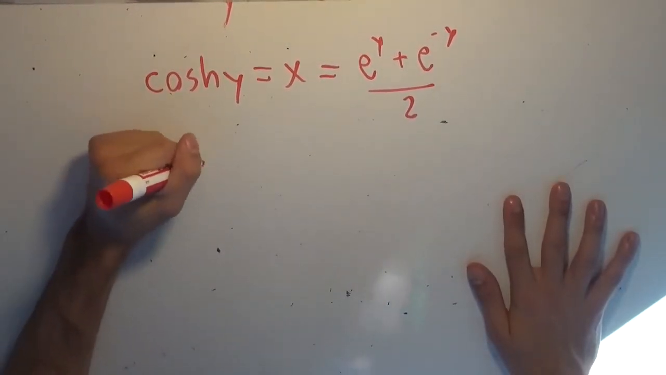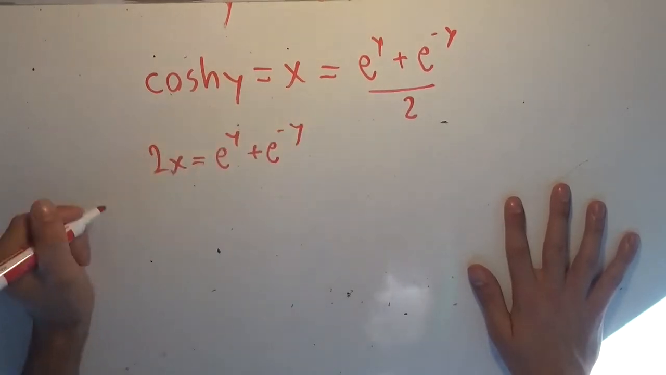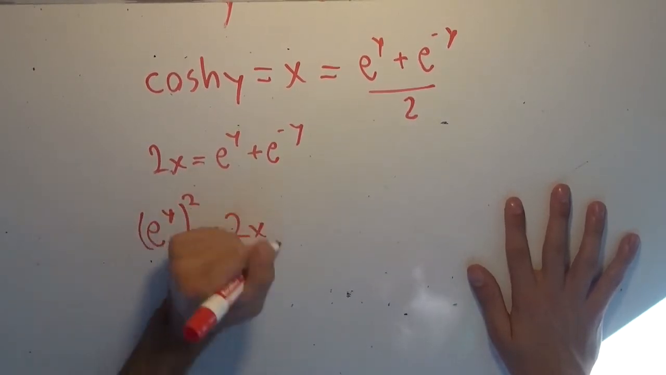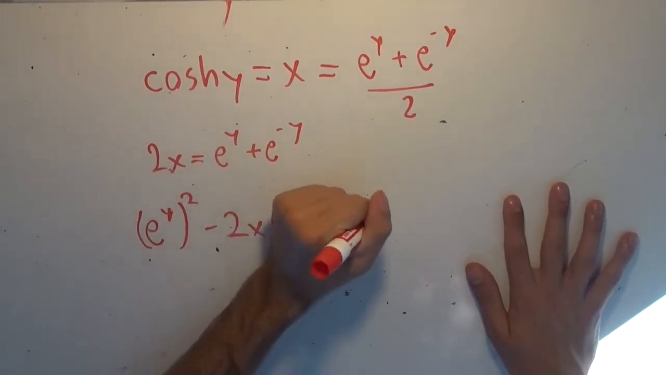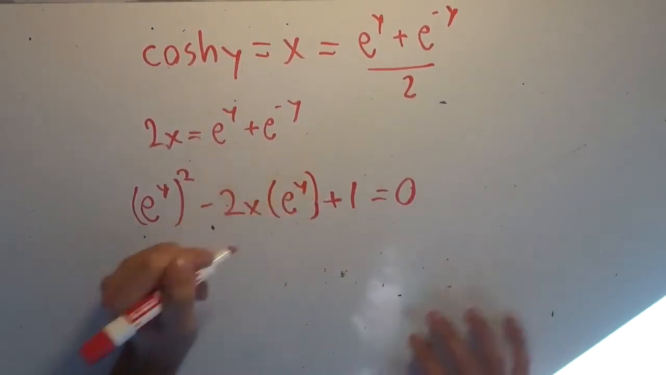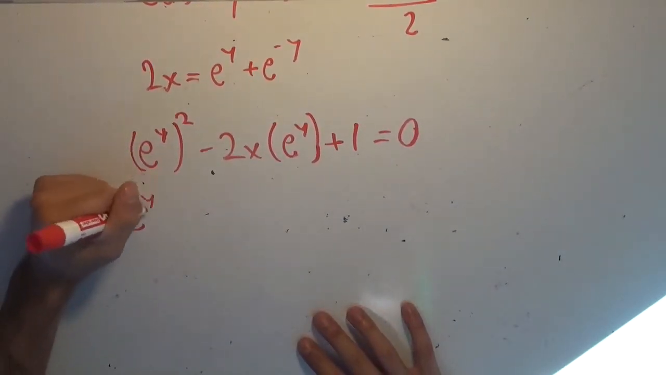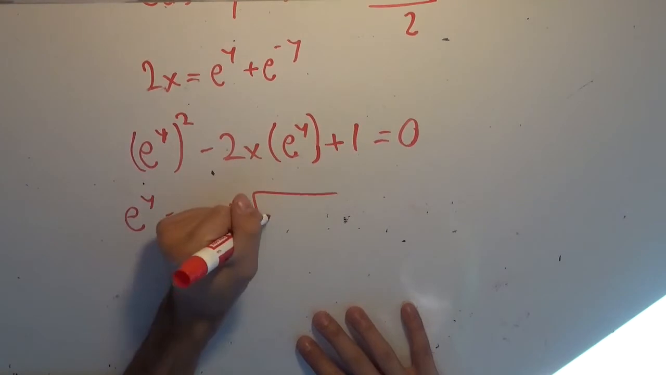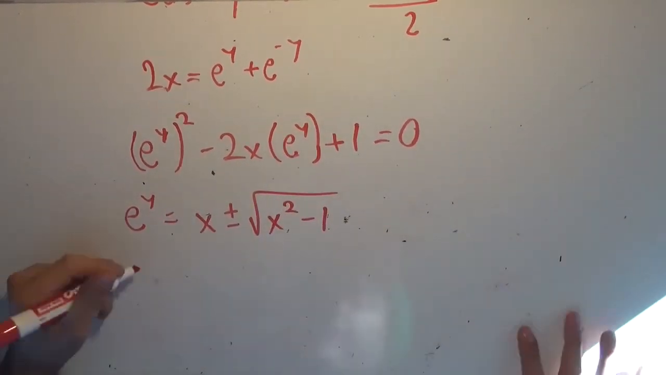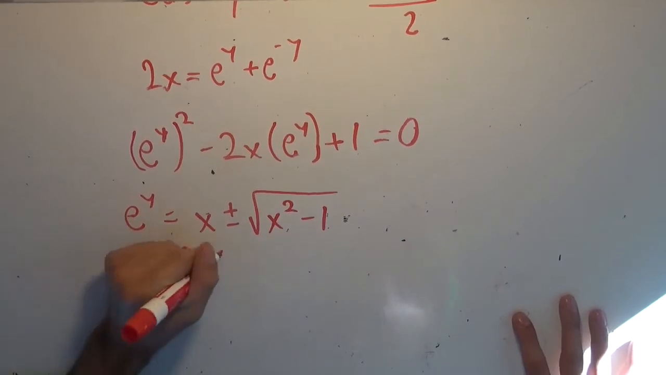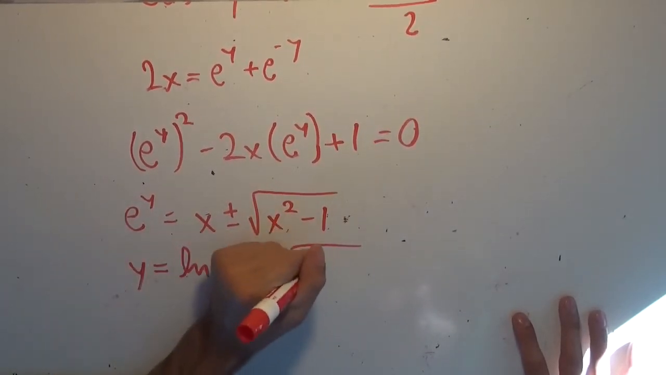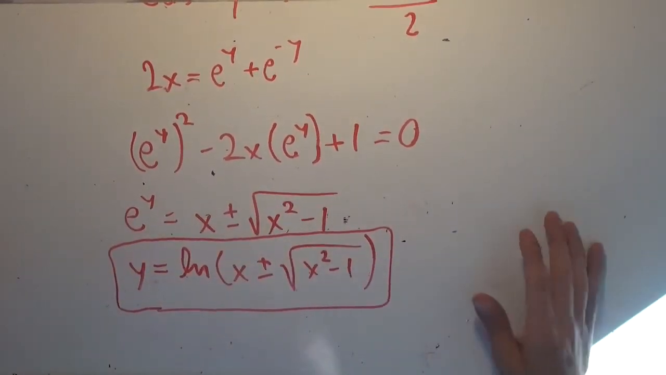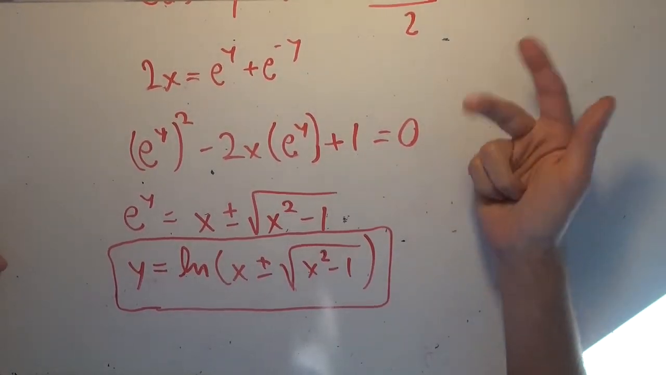So we get that 2x is equal to e to the y plus e to the minus y, which tells me that e to the y squared minus 2x times e to the y plus 1 equals 0, right? I'm just multiplying through by e to the y and moving everything to one side of the equation, which tells me that e to the y is equal to x plus or minus the square root of x squared minus 1. Simply taking the logarithm of both sides, we get that y is equal to the natural logarithm of x plus or minus the square root of x squared minus 1. Very lovely little formula, and this is for the inverse hyperbolic cosine. So I've shown you three: the inverse sine, inverse hyperbolic sine, and inverse hyperbolic cosine.